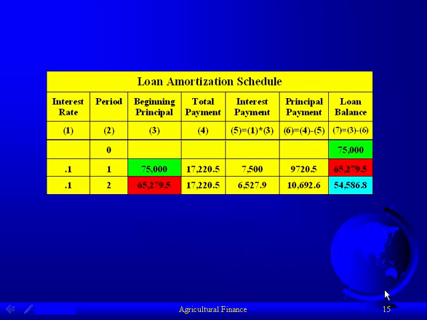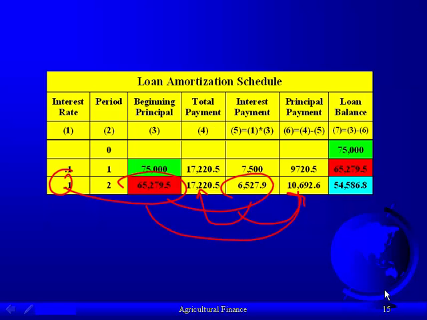$65,279.50. Okay, now let's go to period 2, where period 2 begins at the end of period 1. So you see in the box in red, I've color-coded that so you can see that the end of period 1 is the beginning of period 2. And then you go through the exact same process where you're basically multiplying the interest rate times the outstanding balance to come up with the interest. And then you basically subtract the interest from the total payment to come up with the principal payment. And then you subtract the principal payment from the beginning balance to come up with your ending balance.